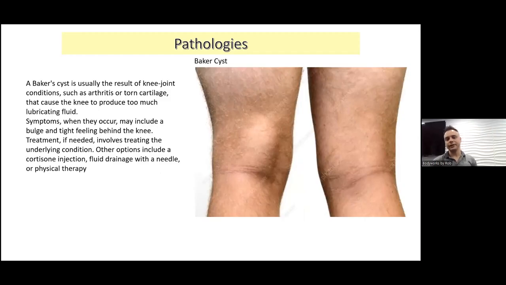So our next condition up is called a Baker cyst. A Baker cyst is an accumulation of fluid, synovial fluid, behind the knee in the popliteal region. Most of the time, this can be caused by some sort of injury in the knee itself, something like torn cartilage or one of the ligament tears. Some sort of damage might be present in the knee.